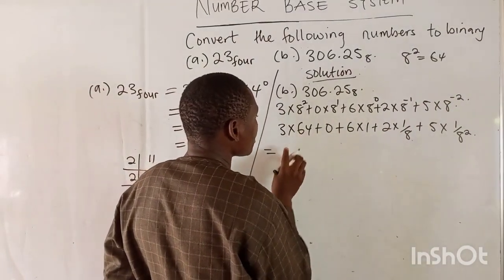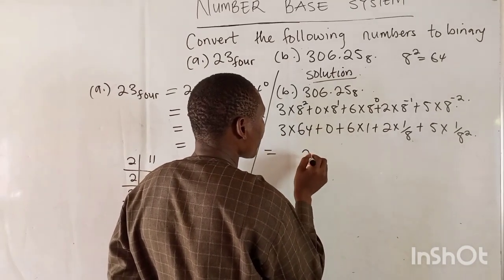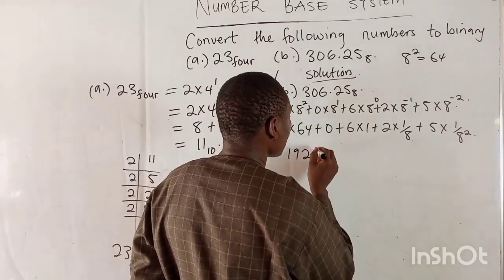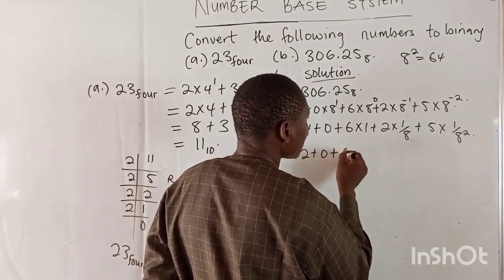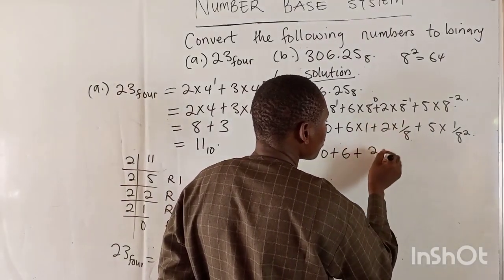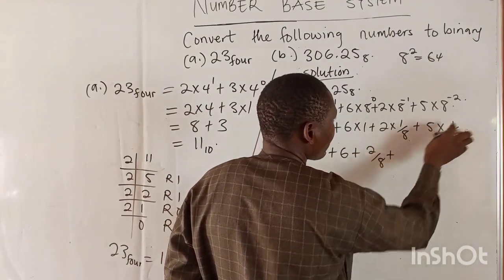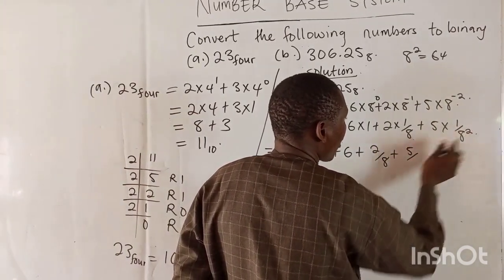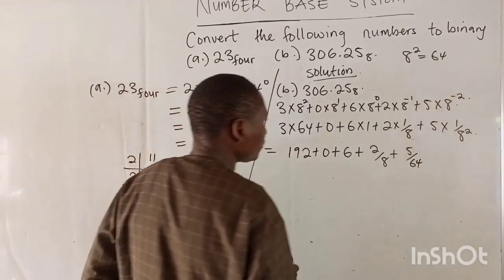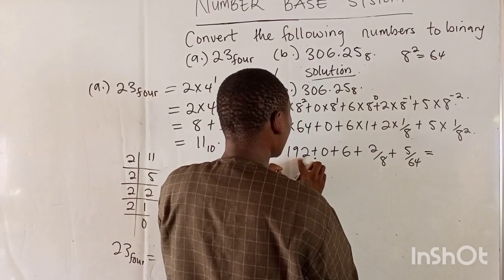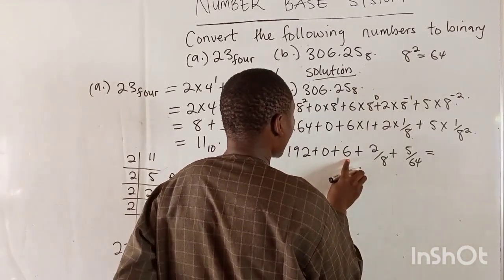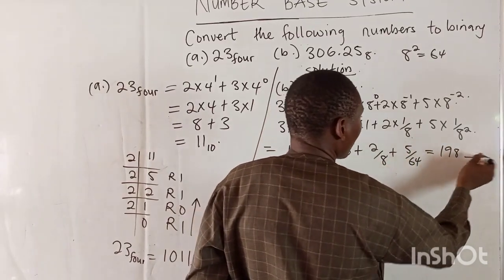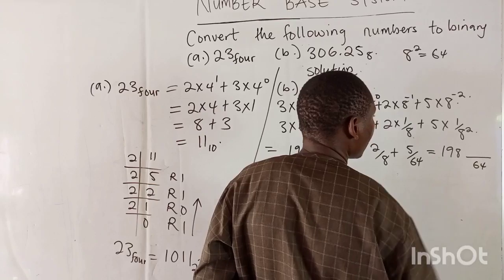Now 3 multiplied by 64. 3 multiplied by 4 is 12. We carry 1, and 3 multiplied by 6 is 18 plus 1, 19. Then plus 0. 6 times 1 is 6. Then plus 2 multiplied by 1 is 2 all over 8. Then plus 5 times 1 is 5, all over 8 raised to the power of 2, which is 64. Now 192 plus 6 is 198. Then all over we have 64 as the LCM.